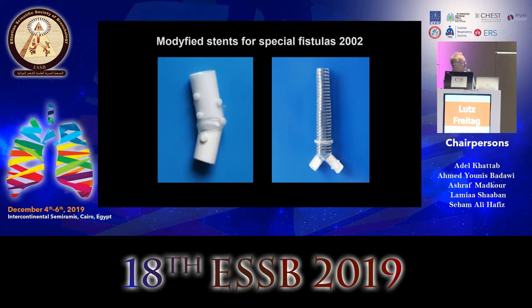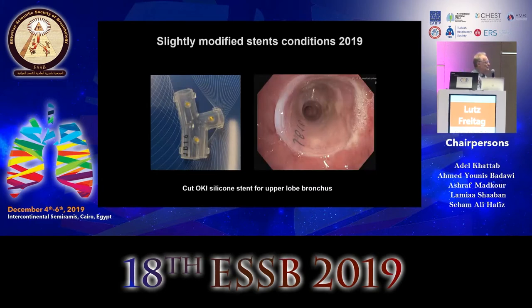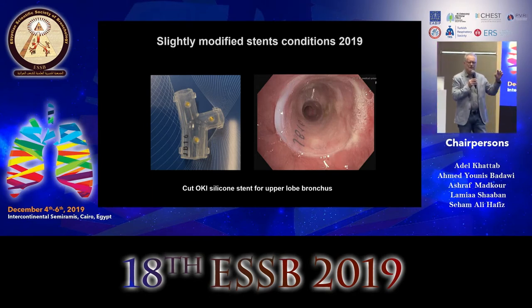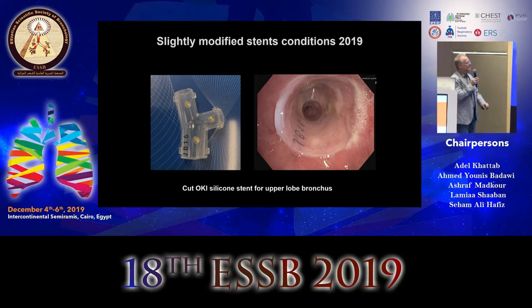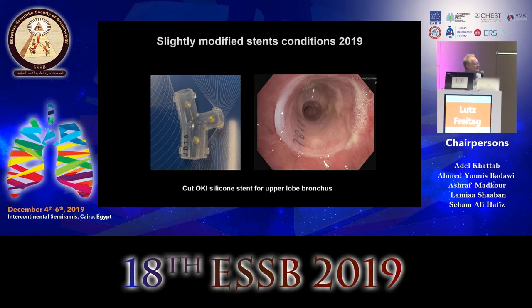There are some intermediate steps where I had companies glue stent parts together or, for example, create sealing rings around this stent for fistulas. These are moderate modifications that are still within the range of the product. It is still a bifurcated stent. And this is what I'm doing today. For example, this was last week: a stent for an upper lobe bronchus. I took the original stent, cut it, and squeezed it a little bit so that it did fit into the bronchus intermedius, into the upper lobe bronchus.